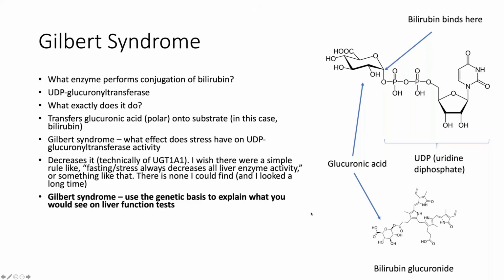So now use the genetic basis of Gilbert syndrome to explain what you would see on the liver function tests. What abnormalities would you see? I think, as we discussed, the genetic basis was that it decreases the ability for bilirubin to become conjugated. Based on that, and we said the liver is the organ that does the conjugation, right? Maybe you would have decreased liver function.